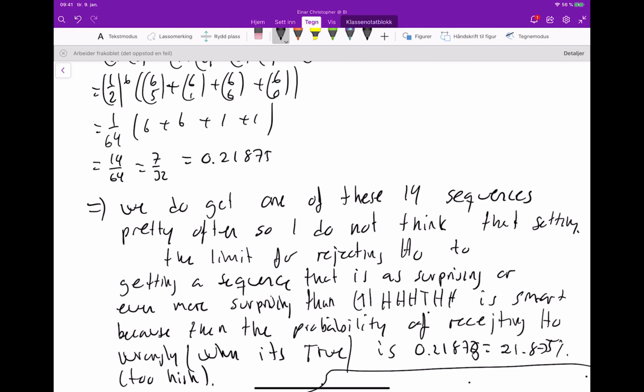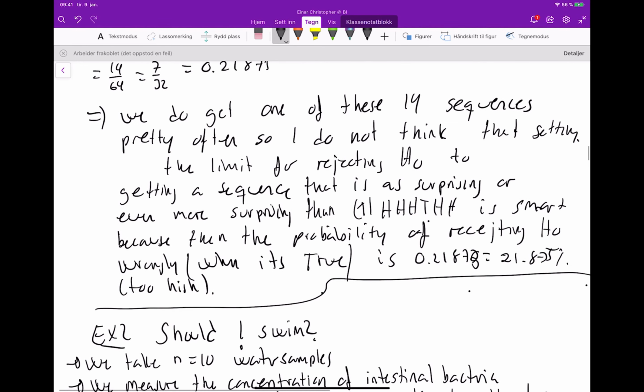Because we do get one of these 14 sequences pretty often, I do not think that setting the limit for rejecting H0 to getting a sequence that is as surprising or even more surprising than 1 is smart. Because then the probability of rejecting H0 wrongly, when it's true, is 0.21875, equal to 21.875%, which is too high, I think.